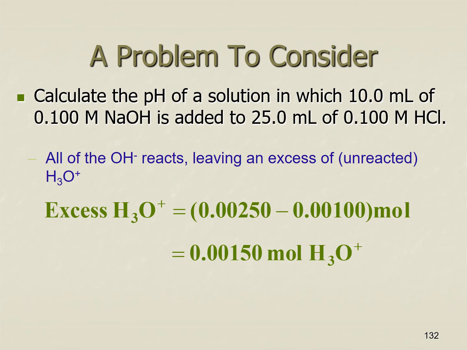But if we subtract the amount of OH negative that's reacted with some of the H plus, we find out that we have 0.0015 moles of H3O plus left over after the reaction, after the OH negative has reacted with some of the HCl. Okay, so that's moles. We subtract, we've got moles.